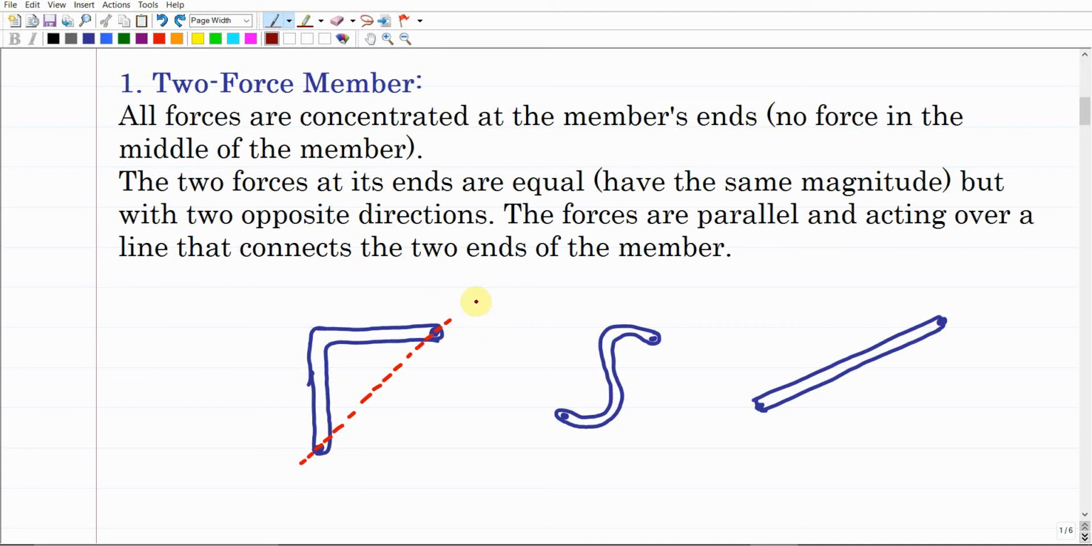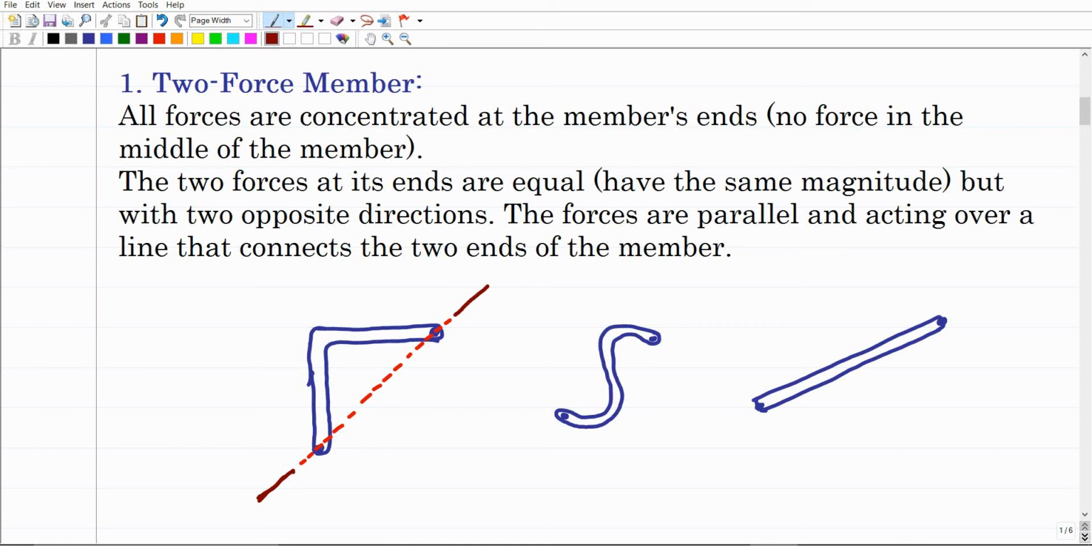In this way, it's going to be acting. You're going to find that if we did the calculation, we end up with a force, and the line of action of this force is going to coincide with the line that connects the two ends of this member. The same thing here. We do have two forces here. We can combine these two forces into one resultant force. This resultant force, if we did the calculations and defined its direction, you're going to find it coincides with the line that connects the two ends of the member. So this is one of the specifications of this two-force member.